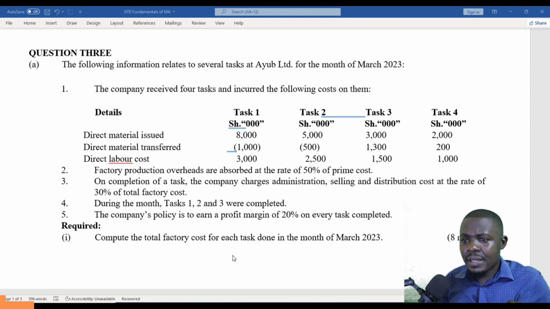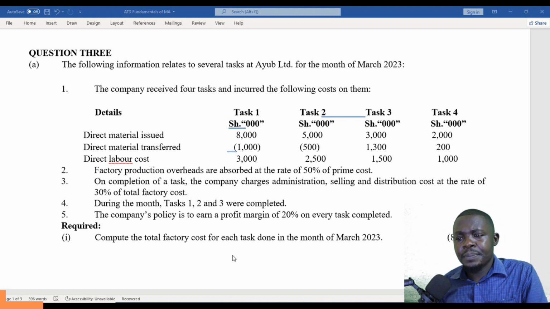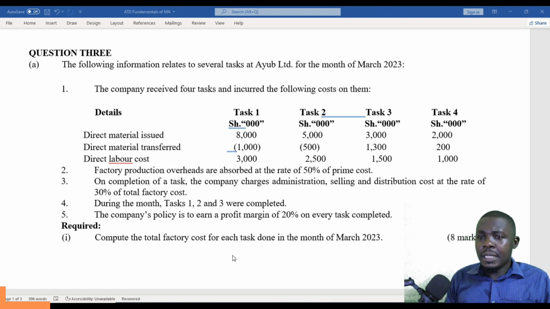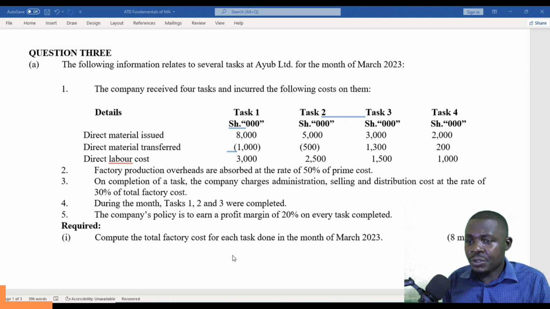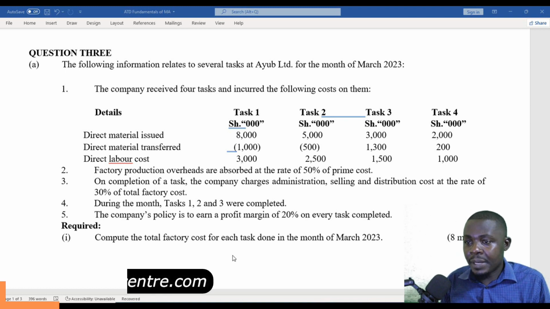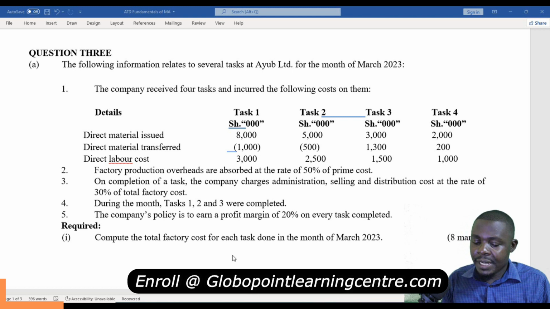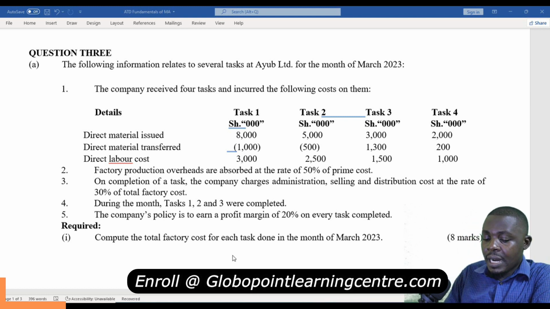Part 4: during the month, tasks 1, 2, and 3 were completed. The company's policy is to earn a profit of 20% on every task completed. You are required to compute the total factory cost for each of the tasks done in the month of March. Now this is just simple. We arrange it so that we get the prime cost, which is the total variable cost. Then we add the overheads, we get the total factory cost. Then we determine administration so that we get the total cost, and then we compute the profit the way we have been directed.